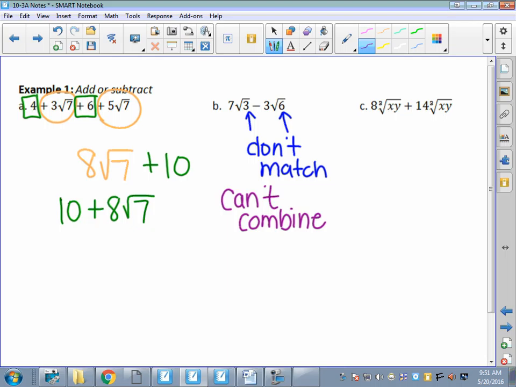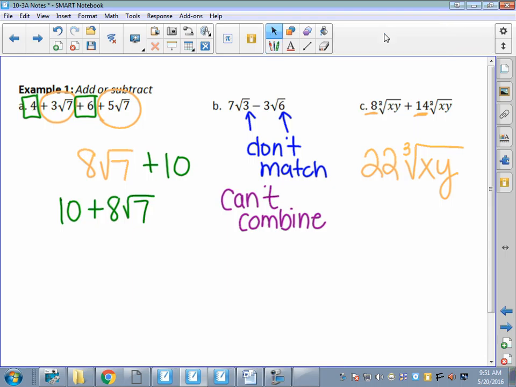Letter C, I threw a little strange looking problem at you, but tell me, does the radical stuff all look the same? We've got the little tiny 3 on the inside of the crook of that radical. We've got an xy, both as our radicands. So even though we haven't worked with any cubed roots of anything, I can still combine my 8 and my 14 for a 22. I'm going to leave the radical and the radicand alone. So those can still be combined.